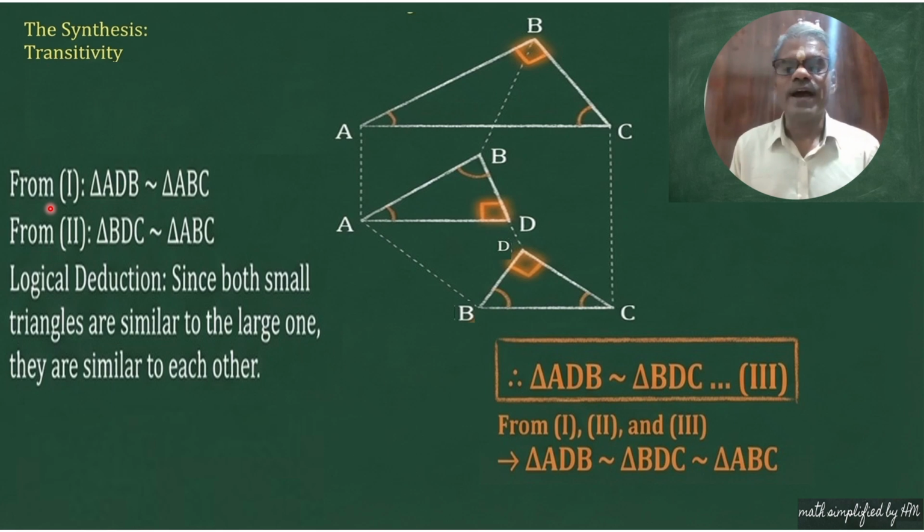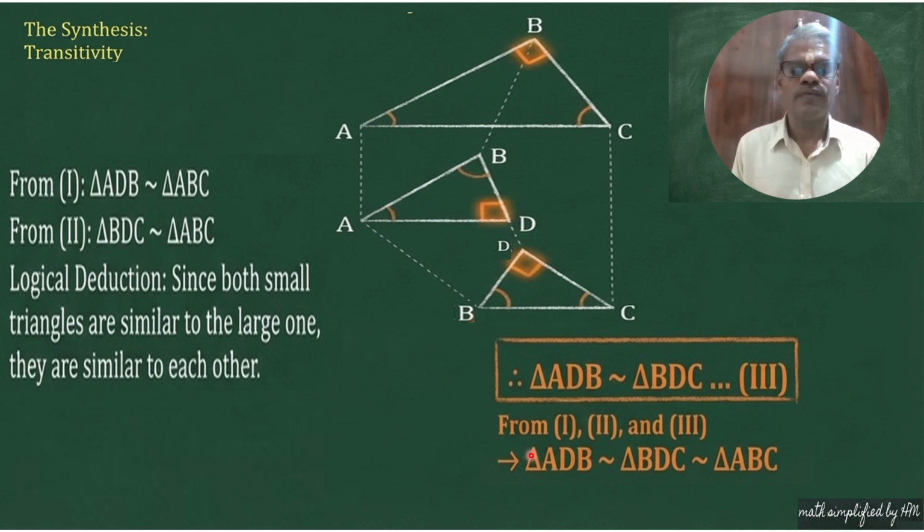Now we have from one, triangle ADB is similar to triangle ABC, and from two we have triangle BDC is similar to triangle ABC. So see in the diagram, triangle ADB is similar to triangle ABC, triangle BDC is similar to triangle ABC. Logical deduction: since both small triangles are similar to the large one, they are similar to each other. Therefore, triangle ADB is similar to triangle BDC. This is the third similarity.